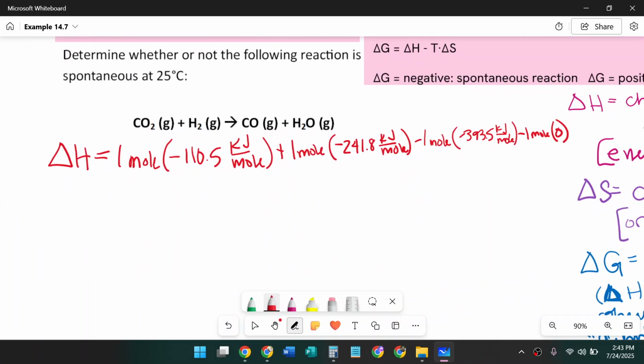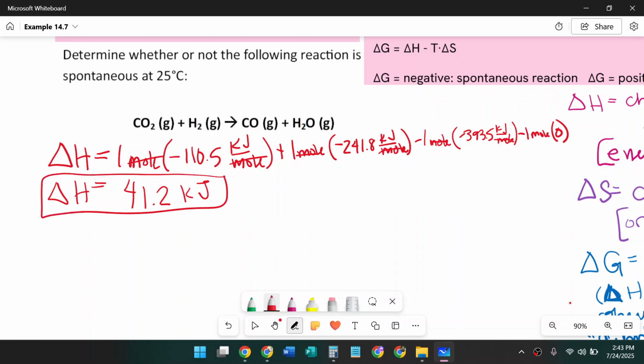Okay, so let's calculate these. The moles all cancel. Everything is just 1 mole of this and 1 mole of that. So really, we're just adding and subtracting. So you know how to put that in your calculator. We're going to end up with 41.2 kilojoules. That's our change in H. So we're going to hold on to that for just a minute. We're going to come back to it. First, we're going to do our change in S, and then we'll use that one.